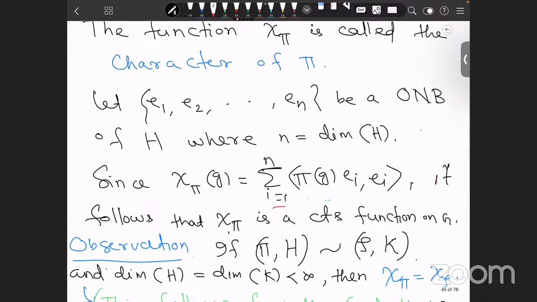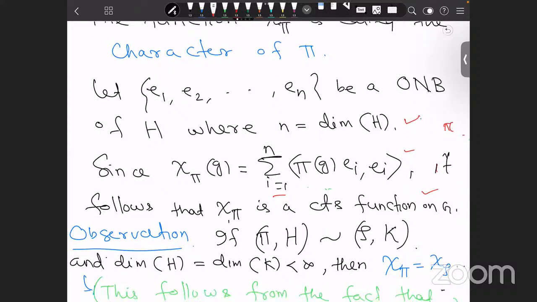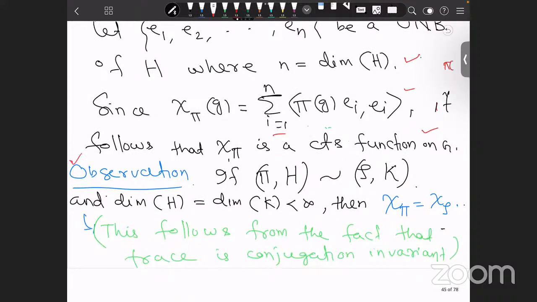Let e1, e2, ..., en be an orthonormal basis of H, where n is equal to the dimension of H. Since chi_pi(g) is nothing but the summation i is equal to 1 to n of the inner product of pi(g) e_i, e_i, and you know that g going to pi(g) is a continuous function, it follows that chi_pi is a continuous function on G.